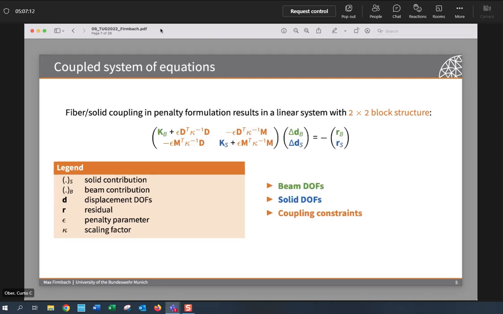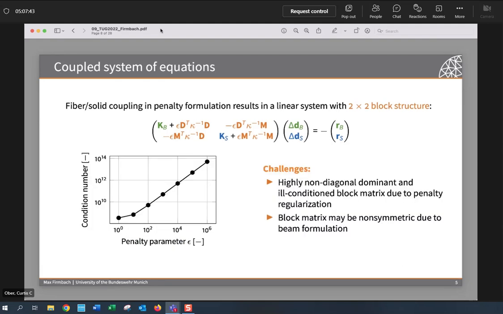And if you go to the next one, you should see a color highlighting. In green we have our beam degrees of freedom, in blue we have our solid degrees of freedom, and in orange we have our coupling constraints. The interesting part about this matrix is that we have the penalty parameter epsilon, and if we increase epsilon, we linearly increase the condition number of the matrix. You should see this little diagram that with an increase in the penalty parameter, we see also a linear increase in condition number.